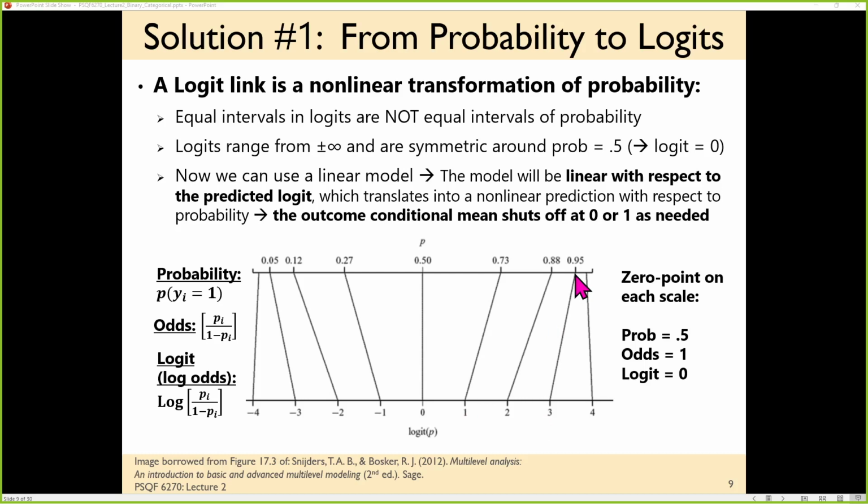So back translate is what I keep saying. The technical term is inverse link. I also call it unlogit. So if you go from probability up to logits, that's a link. If you go back down from logits to probability, that's an inverse link or an unlogit.